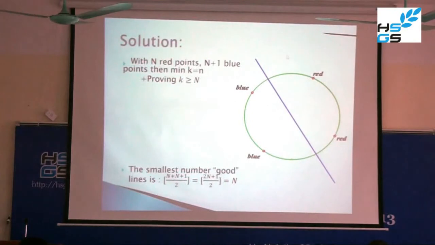Here's the solution. We'll be proving that with n red points and n plus 1 green points, K equals n. Step 1, we are proving K is larger than or equal to n. If we examine the structure of the circle with n red points and n plus 1 green points, arranged in an alternating way, as shown below, a line that passes through the space between a red and green point is a good line. We can easily see that a good line only passes through at most 2 empty spaces. So the smallest number of good lines is, as you can see.